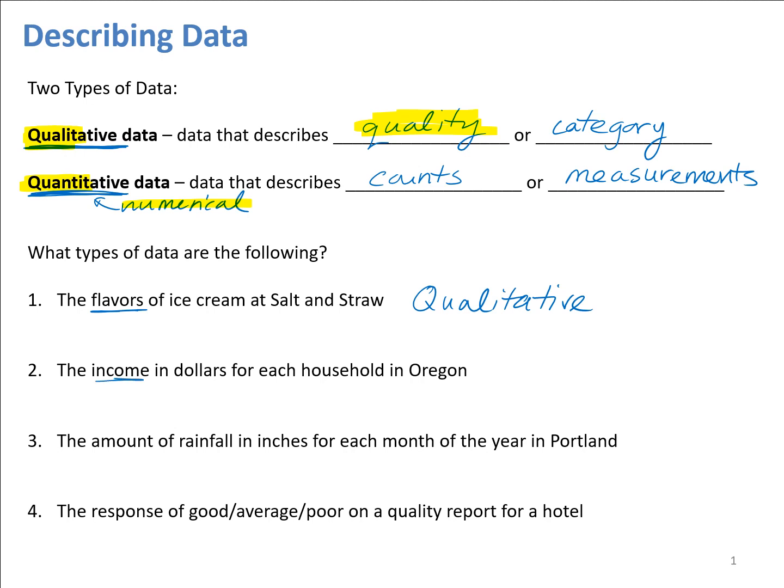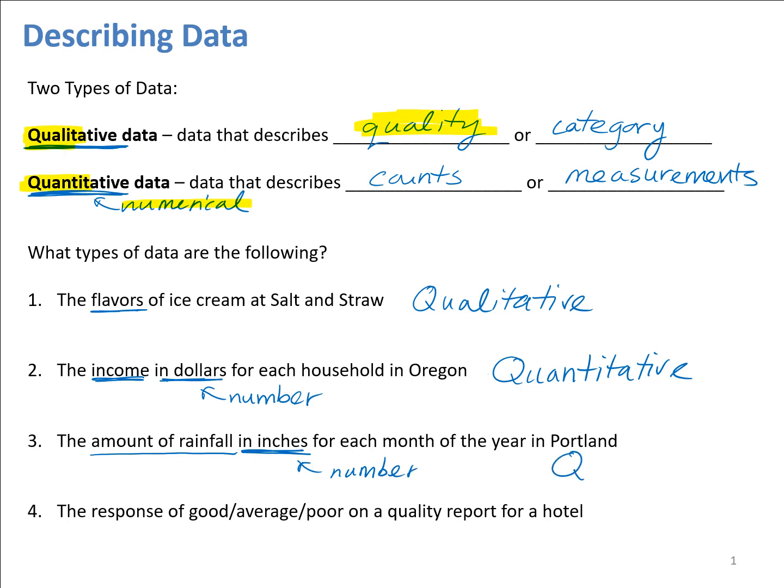Next, number two, the income in dollars of each household in Oregon. So this would be a number, right? Dollars would be a number. So this would be numerical, or what we would refer to as quantitative data. Number three, the amount of rainfall in inches for each month of the year in Portland. In inches, again, we're talking about something measured or a number. So this would again be quantitative data.